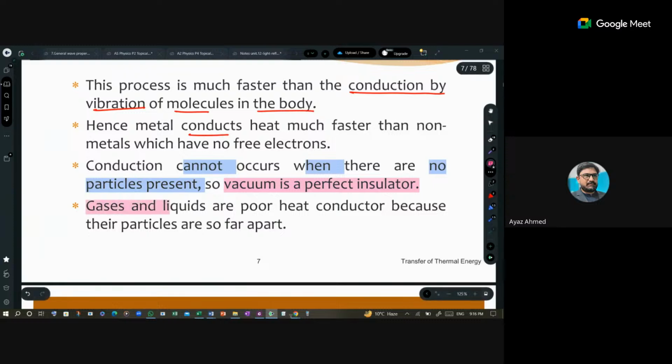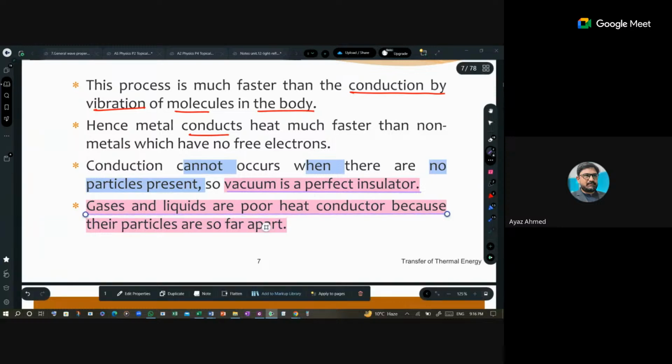Gases and liquids are poor heat conductors because their particles are far apart. So these lines are really important. That's why I have changed their color for you. The color shows the importance level.